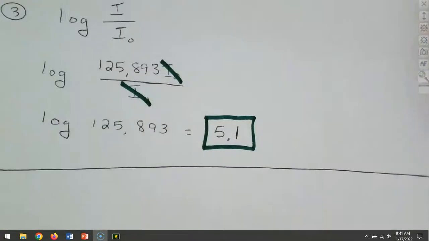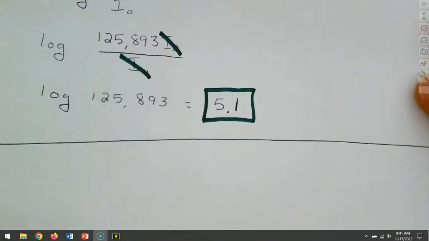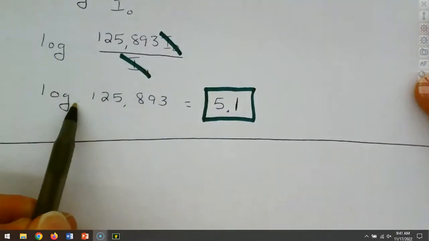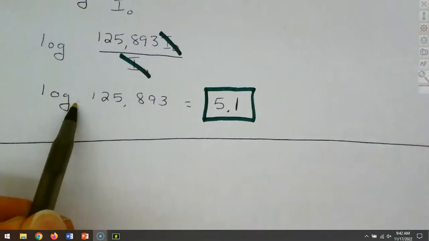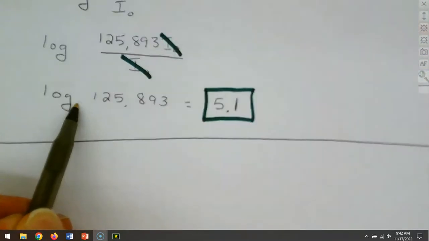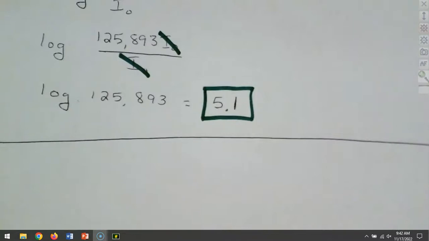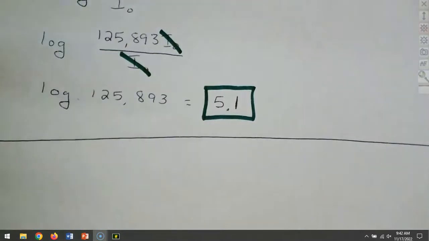Is everyone all right with that? So we just plug our values in, and we just use our logarithm. We don't have to put log 10 here because we understand that it's already log base 10. If it was a 3, we'd have to deal with it separately. We'd have to use the change of base. But if it's a log base 10, we don't even have to put the 10 there.